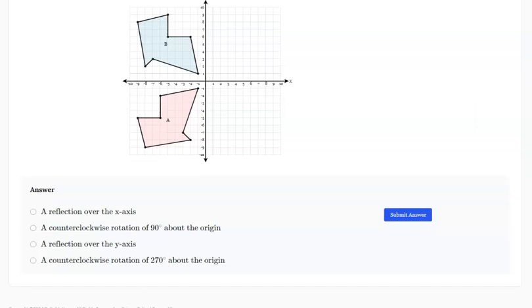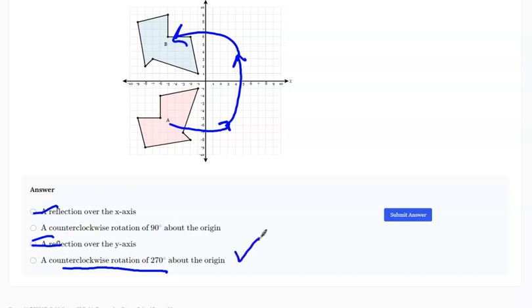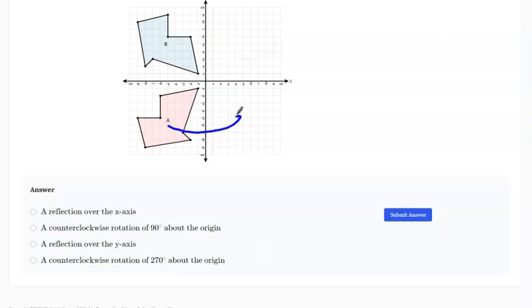Our options are, we want a rotation, so that's out. So it's either counterclockwise 270, so starting from here, counterclockwise 270, yep, or counterclockwise 90. Counterclockwise 90 would be like this. So we have found our solution.